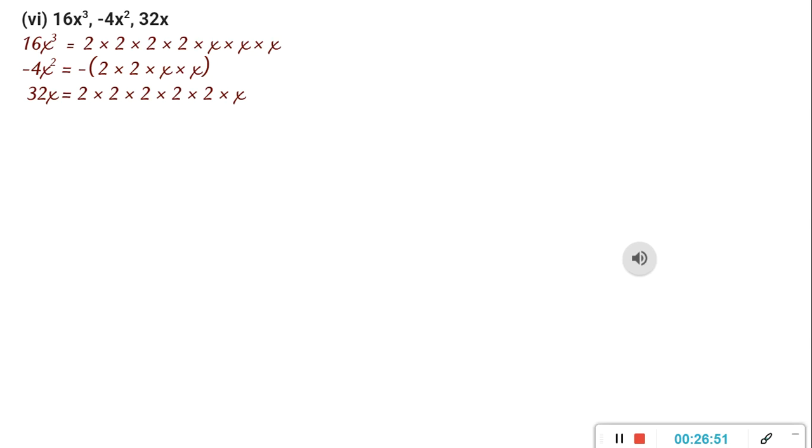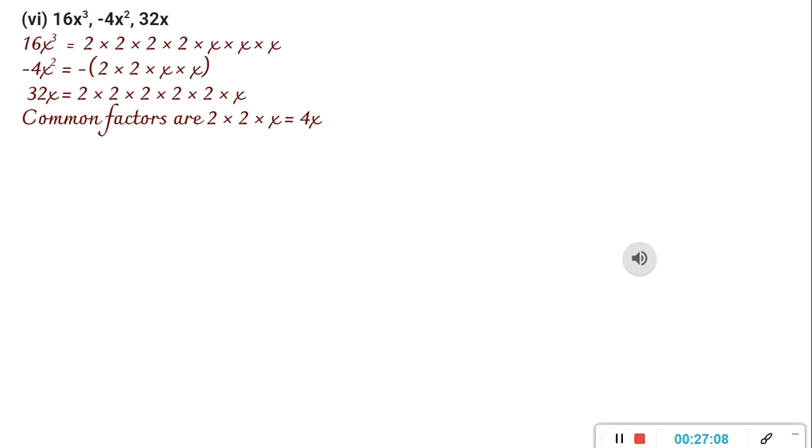Now what is common? Common factors are 2 into 2 into x. That means 2 to the 4. 4x is common. The minus sign is not common. So only 2 to the 4, 4 into x. 4x is common.